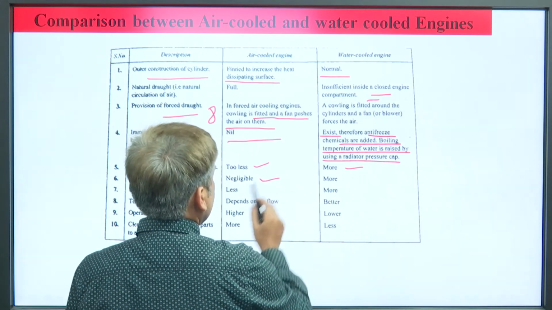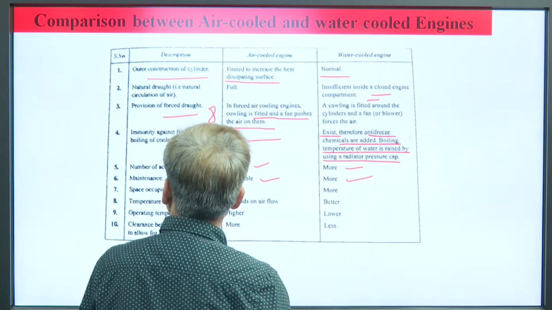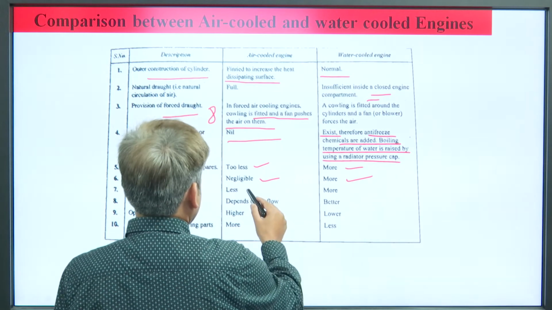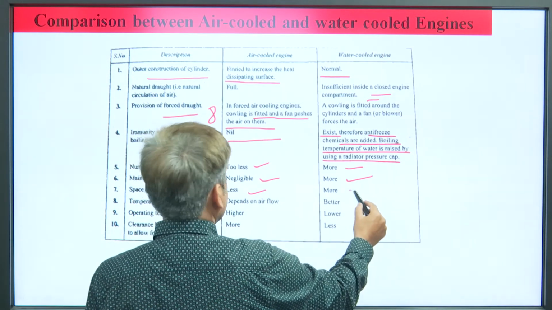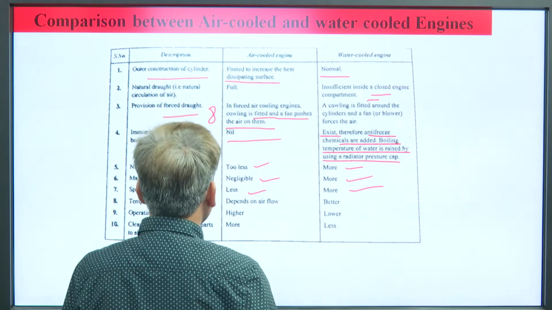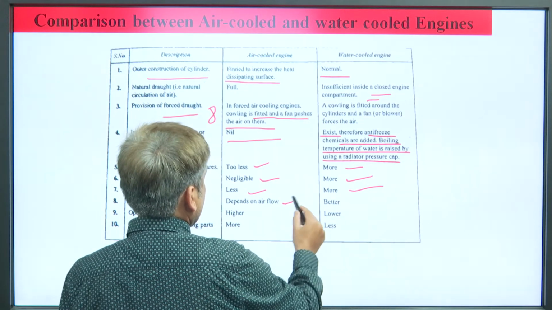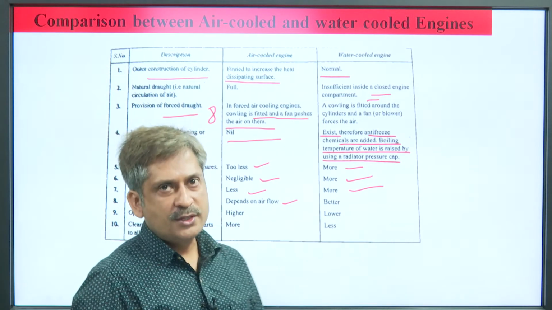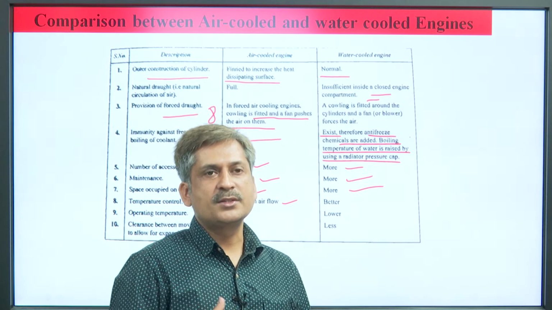Maintenance is negligible in air cooled; here there are more components, so more maintenance. Space is very small in air cooled; here there are more components, so more space is required. Temperature control depends on the air flow. If your vehicle is moving with low velocity, then the heat dissipation rate will be lower.